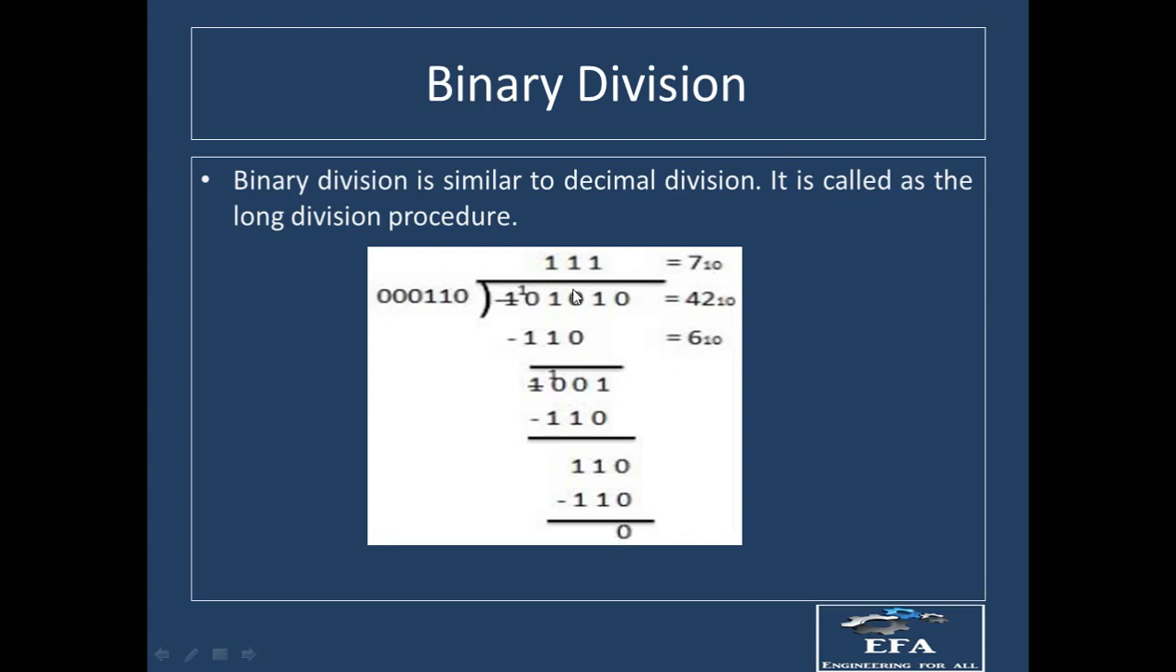So if you want to verify this answer, you can see over here we are having this number which has the equivalent decimal value equal to 42, and here we are having the number which has the decimal equal to 7, and here we are having the binary number which has the value equal to 6 in decimal. So when we divide this number by this number, this signifies that 42 has to be divided by 6. So when we divide 42 by 6, the answer is equal to 7, which is correct. So this verifies the results.